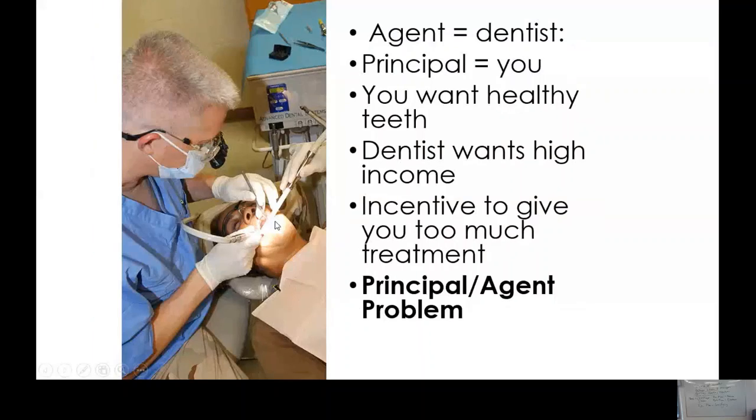In terms of other examples, so those are significant examples within what we've looked at. An agent could be a dentist, and the principal is you, and you want healthy teeth, but the dentist wants a higher income, and has an incentive to give you too much treatment. So that's a principal agent problem. They should be acting in your best interests, but they're acting in their own, and that means that you spend too much on dentistry and you end up with things you do not need in your mouth.